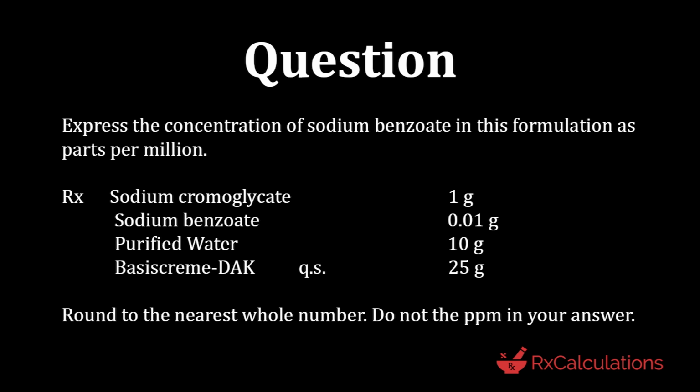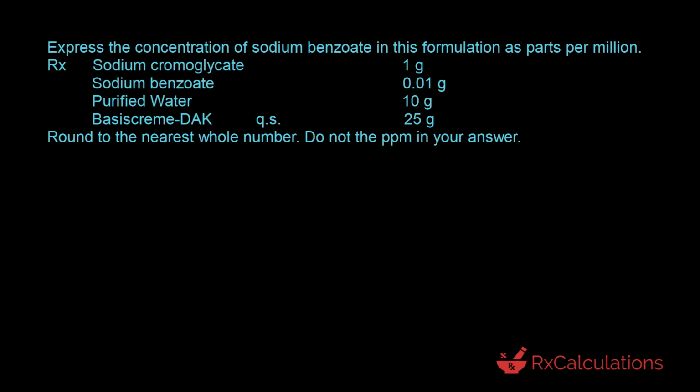This question says, express the concentration of sodium benzoate in this formulation as parts per million. So you have sodium chromoglycate 1 gram, sodium benzoate 0.01 gram. So this is important for solving the question. And then the total quantity of your preparation is 25 grams. That's also an important term that we need to solve this question.